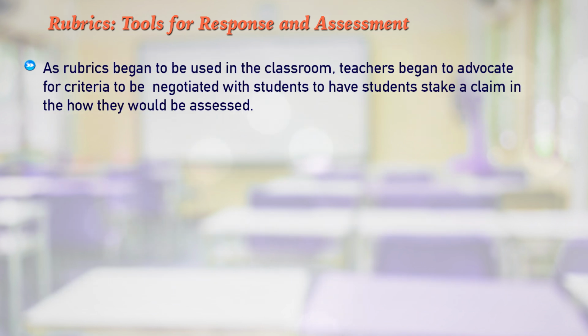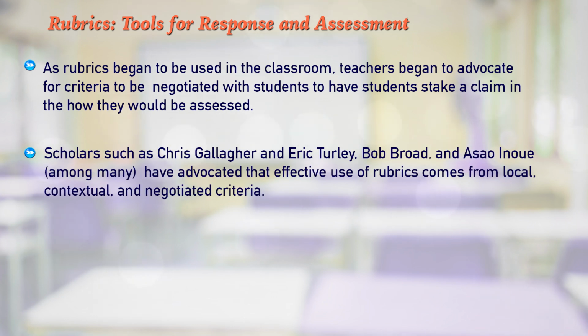As rubrics began to be used in classrooms, teachers began to advocate for criteria to be negotiated with students to have students stake a claim in how they would like to be assessed. Scholars such as Chris Gallagher and Eric Turley, Bob Broad and Asao Inoue, among many, have advocated that effective use of rubrics comes from local, contextual and negotiated criteria.